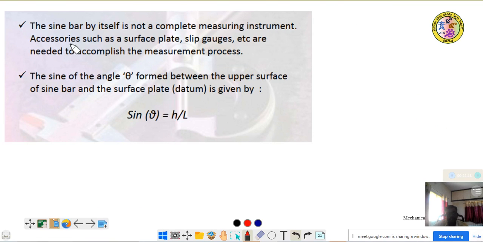Now the sine bar by itself is not a complete measuring instrument. Accessories such as a surface plate and slip gauges are needed. So to make a measurement, the sine bar alone is not enough. We need a surface plate, we need slip gauges.